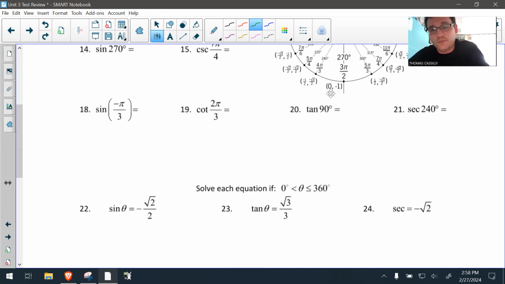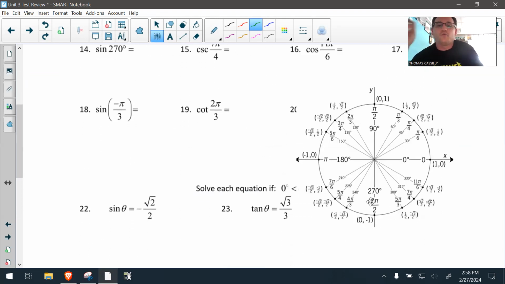Sine of -pi over 3. So we have to keep in mind, -pi over 3.